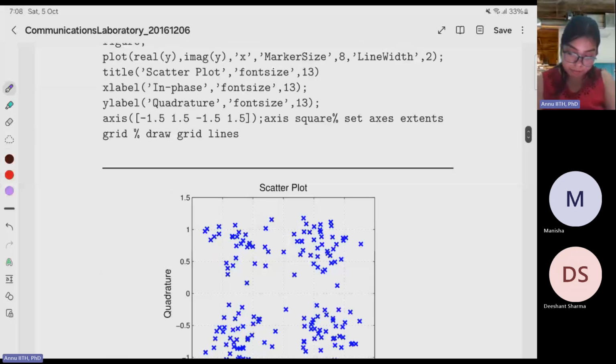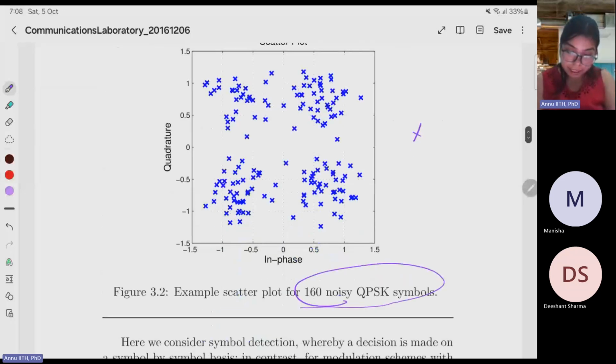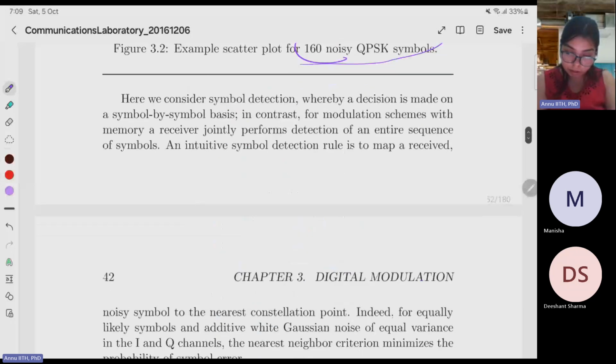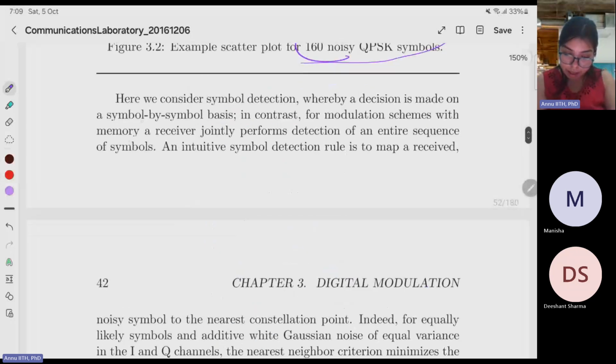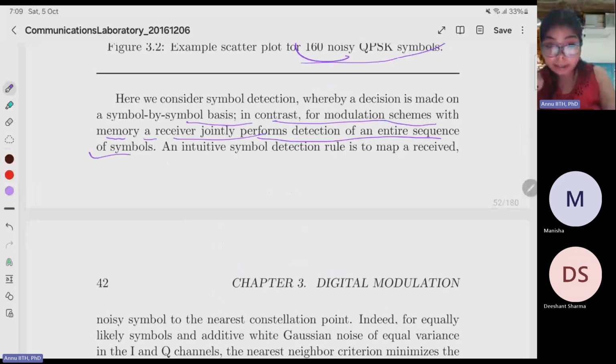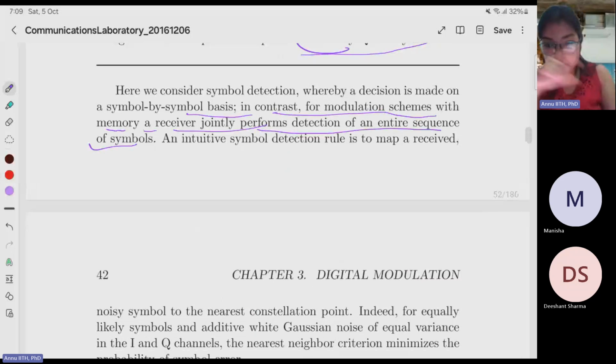noisy QPSK symbols. Here we consider symbol detection whereby a decision is made on a symbol by symbol basis, in contrast to a modulation scheme with memory, where a receiver jointly performs the detection of the entire sequence of symbols. So here we're considering a memoryless system, so symbol by symbol detection is being considered. An intuitive symbol detection rule is to map a received noisy symbol to the nearest constellation point. How do we find the nearest constellation point? We just have to find the distance.